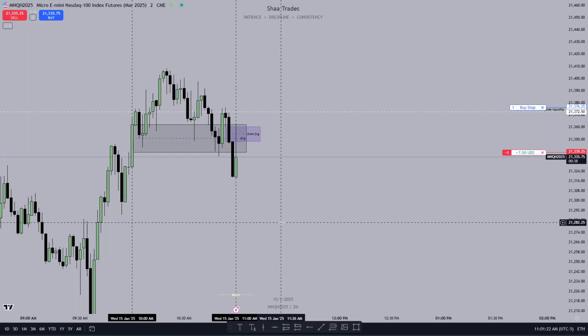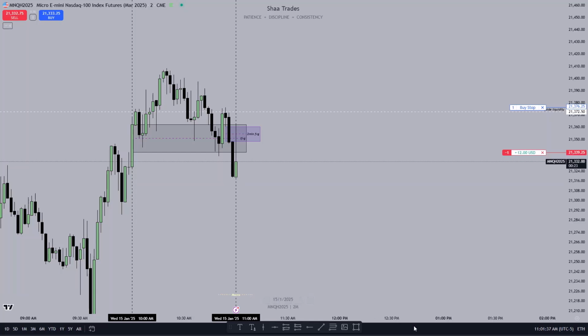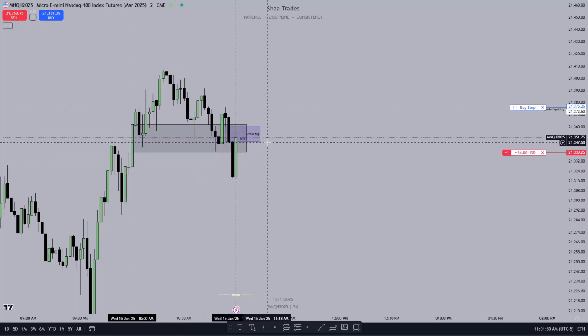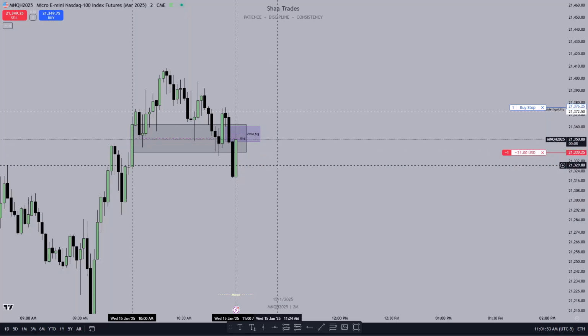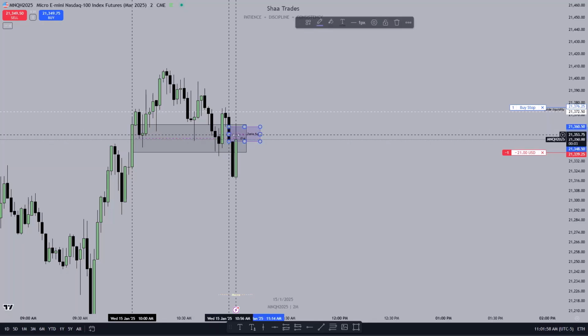We're in the ICT silver bullet time of 10 a.m. to 11 a.m. New York time. We took out buy side, we are above the midnight open, and we're in a deep premium. Price went below this 2-minute fair value gap that I marked out, closed below it, created an inversion of that fair value gap, and we are in a 2-minute fair value gap now.